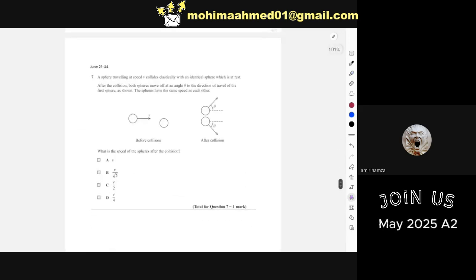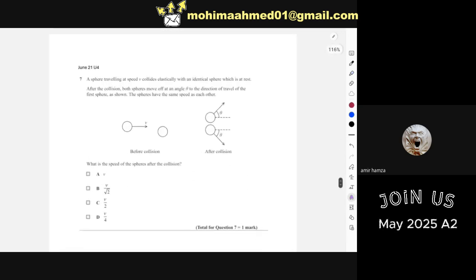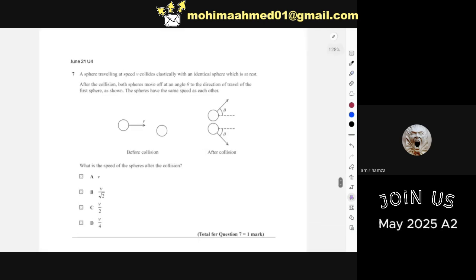Okay. Now this is again another MCQ from June 21. Again, this is not your final worksheet. This is just a worksheet that I made in order to get a concept about this angular momentum. This is not a worksheet that you guys are going to solve.